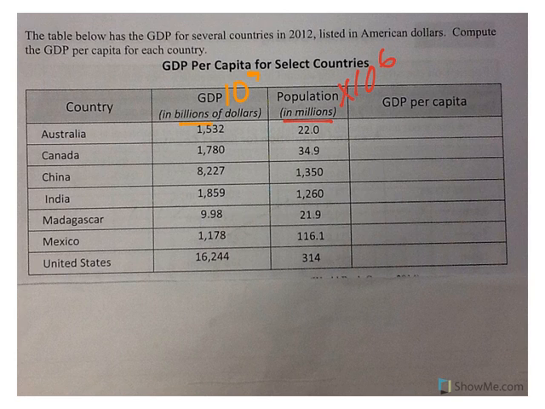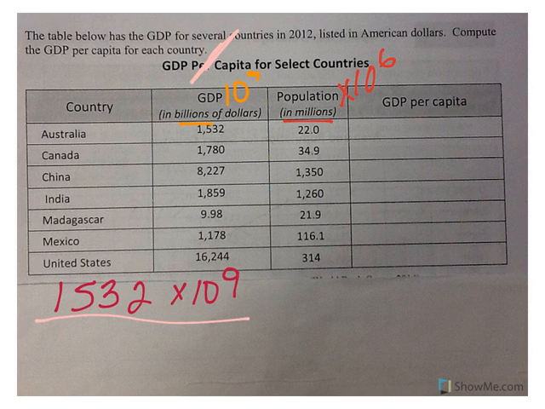So gross domestic product per capita. If you remember this from class, per means division bar. So GDP comes first. So we're going to do Australia. The GDP of Australia is 1532 billion, so times 10 to the ninth. And I know that's not scientific notation, but just stay with me for a second. And that's GDP per capita. Capita means people. So we're going to divide that by our population, which is 22.0 times 10 to the sixth. Now, when I do this division, and yes, I know it's not scientific notation, just give me a minute.